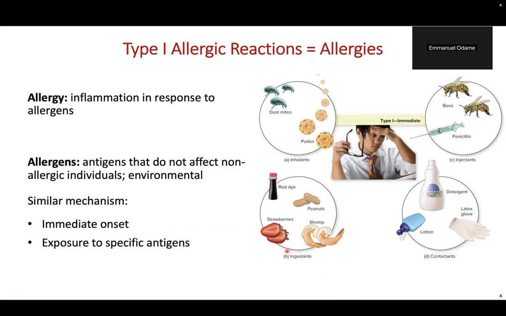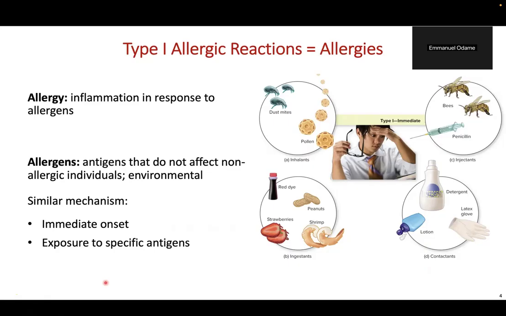Or it can come in as ingestants, where some people are just allergic to shrimp, strawberry, peanut, or red eye. Or it can come in the form of injectant, where people get allergic reaction to, as we discussed in class, drugs. Examples include penicillin. Or you can be allergic to bee sting, where you get inflammation on your skin. And the fourth category is contactant, something that contacts your skin, so detergent, gloves, or lotions.